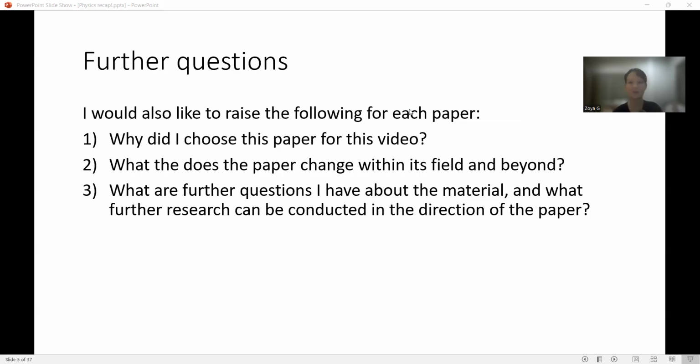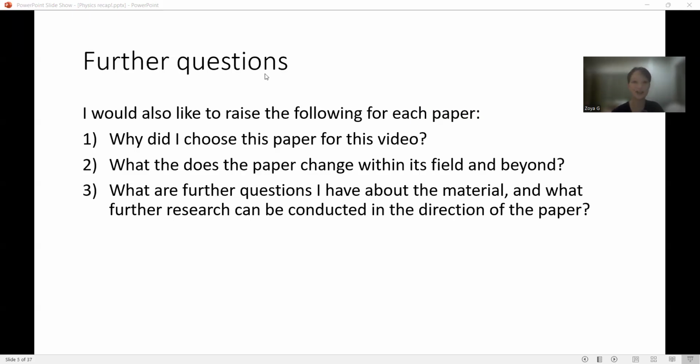And what does this paper change within its field and beyond, as well as what are the further questions that I have about the material and what further research can be conducted in the direction of the paper, because I, of course, had a limited time to allocate to each paper. So this is kind of me admitting what else I want to learn, maybe if I sort of had more time or in general later, right?